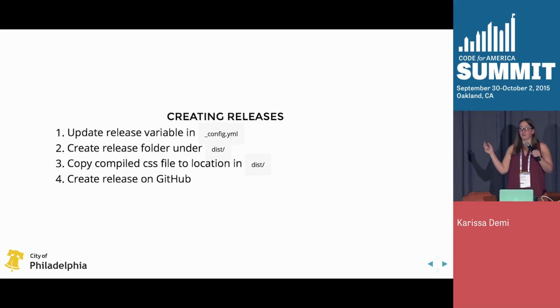You need to update that to make sure that, if you've used it in any other places, that variable gets updated everywhere. You will create a release folder under the distribution section, which is how people are going to point to those files. And then you're going to just actually copy a CSS file into that distribution folder. And that's going to be it. That's how you're ready to create your pattern styles.